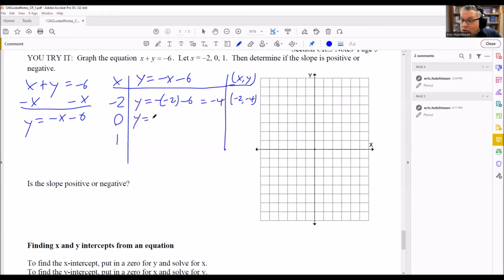Next, put in a 0 for that. Negative times 0 is still 0. 0 minus 6 is -6.